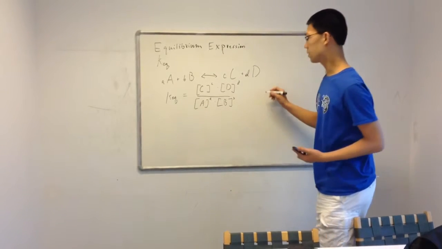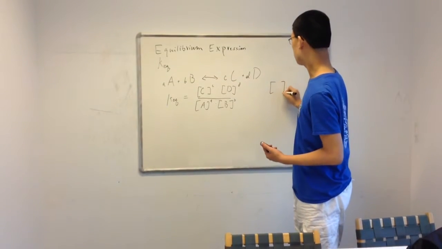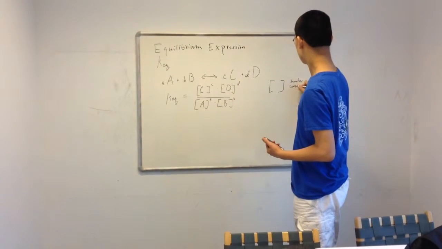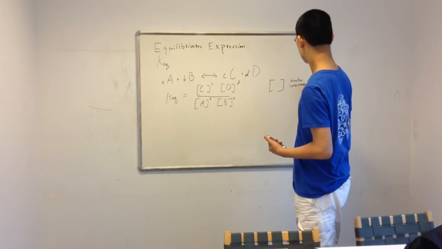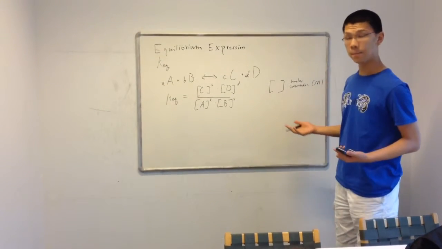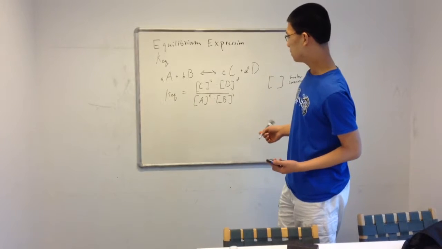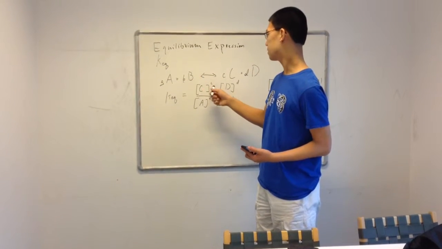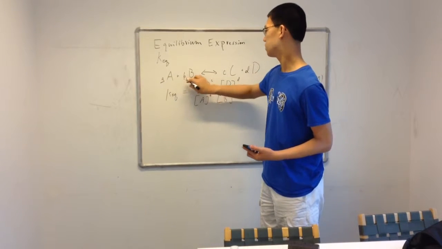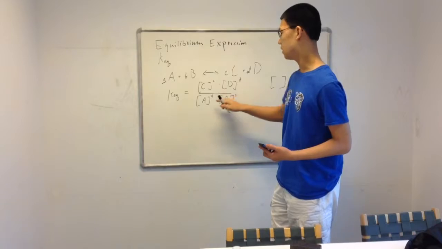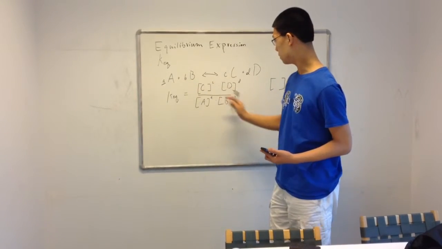Note, an important part is that the bracket means molar concentration. The molar concentration unit is molarity, which is the big M. And also, the coefficients here will become exponents. All the coefficients here will become exponents. As you can see, the C is to the C, D is to the D, A to the A, and the B to the B.